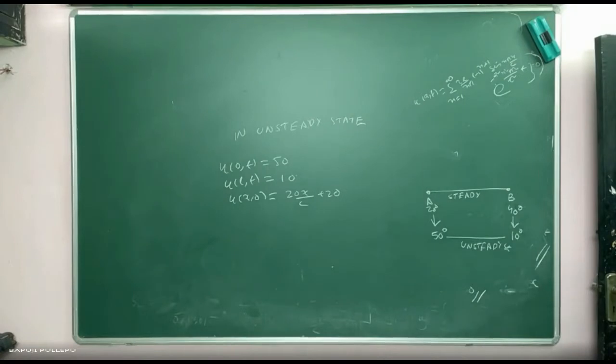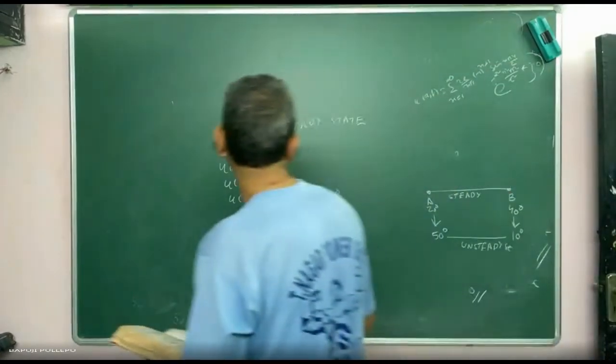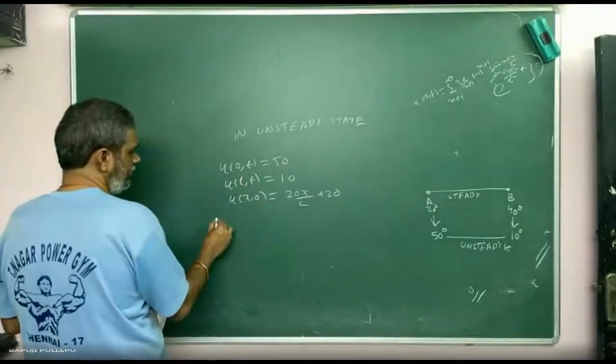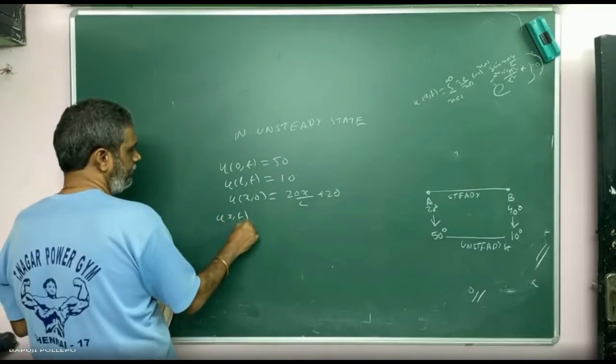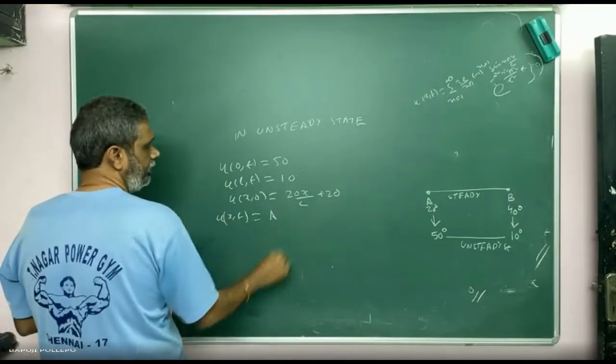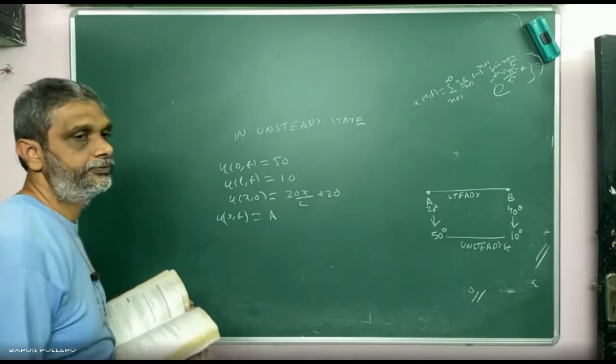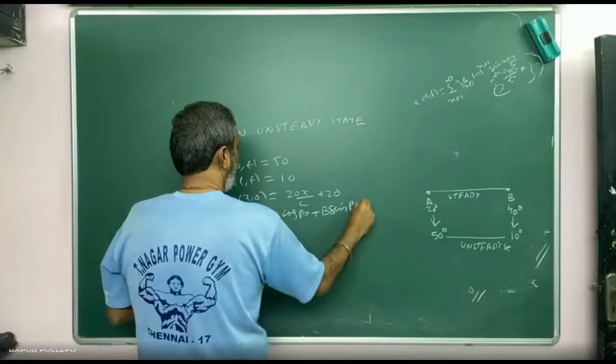Because if you apply the first condition, U of 0 comma t is equal to 0. What is the general solution? U of x comma t is equal to (A cos px plus B sin px) into e to the power minus alpha square p square t.